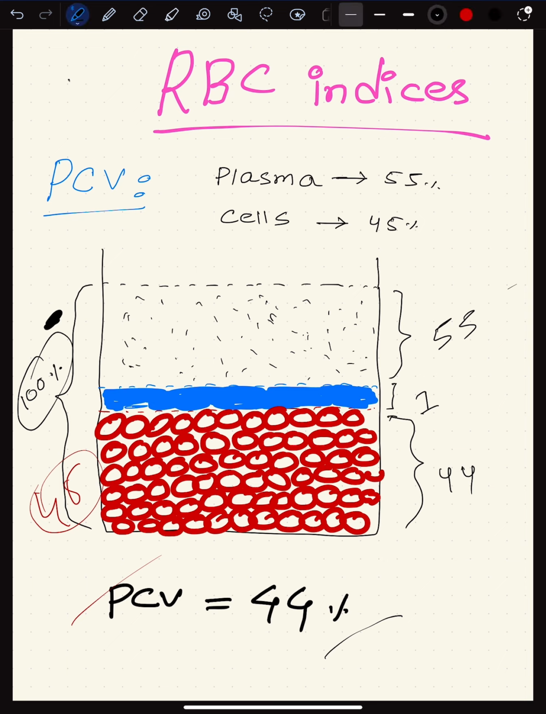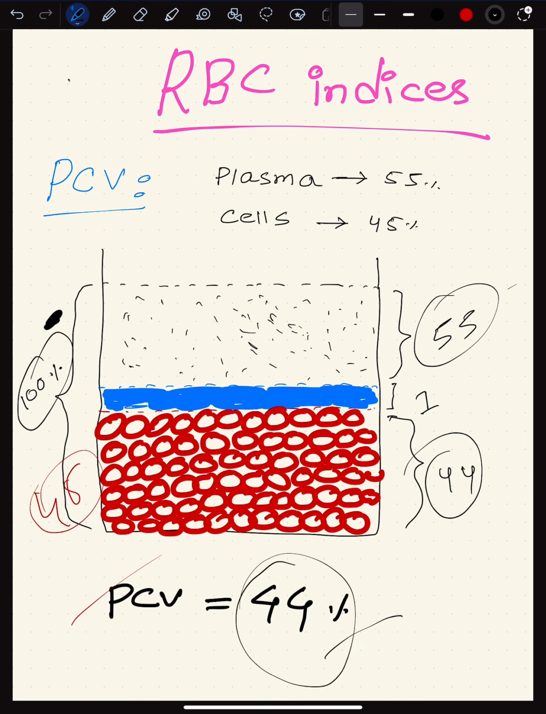So this area is representing plasma. So what is the packed cell volume? This is the volume occupied by RBC when they are packed within the blood. That means all of the RBC are packed or coming together. When they are coming together, the total volume will be packed cell volume. So from this picture you can know the normal packed cell volume is 44%, and for the numerical issue we can say it might be 45%.